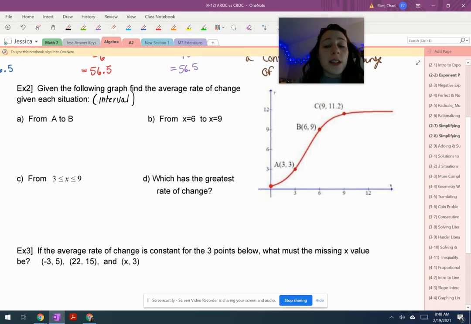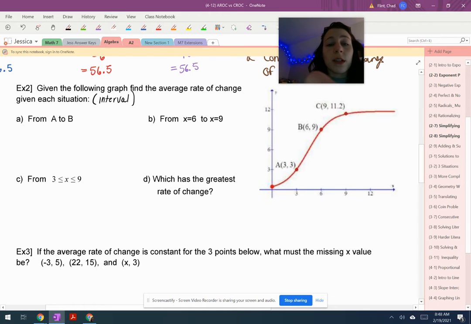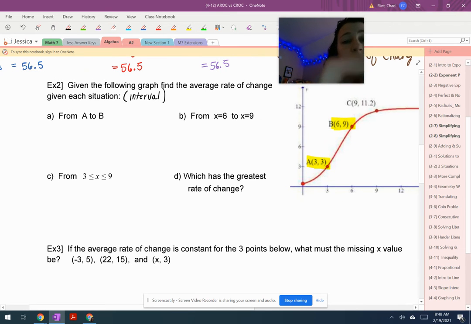Okay, so A is asking us from A to B, which is clearly talking about the point A to the point B. And so, again, to find that average rate of change, we use that change in Y over change in X.